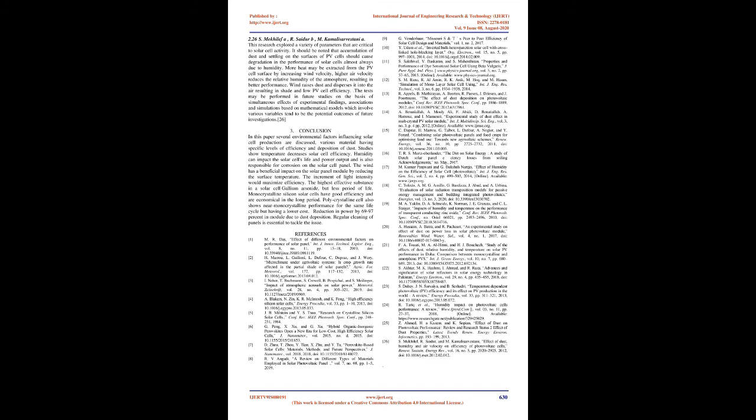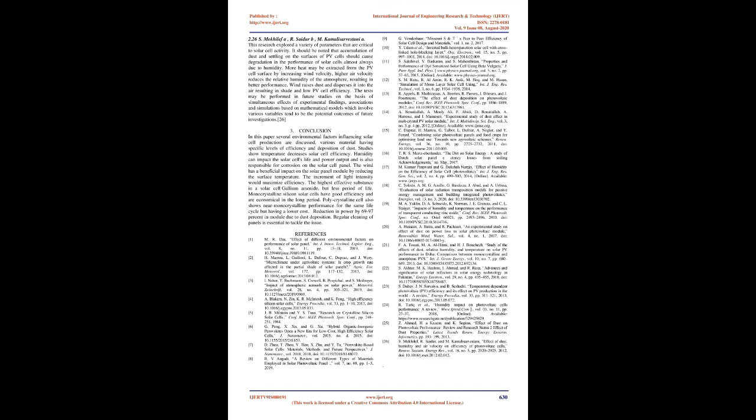Studies show temperature decreases solar cell efficiency. Humidity can impact the solar cell's life and power output and is also responsible for corrosion on the solar cell panel. The wind has a beneficial impact on the solar panel module by reducing the surface temperature. The increment of light intensity would maximize efficiency.